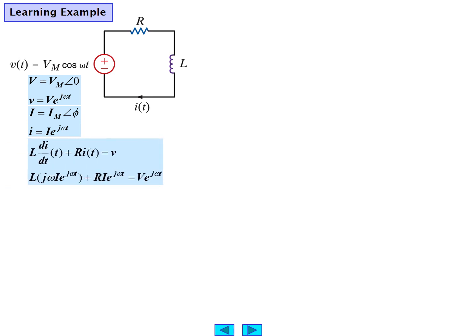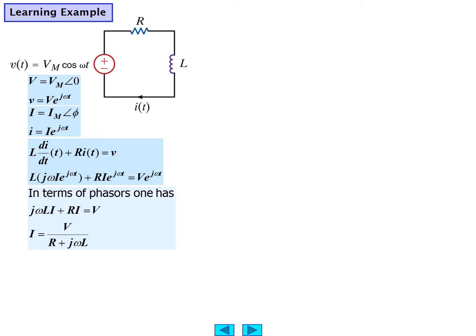L di dt plus R I of t is equal to V. We've done this before. We can write the derivatives, if you will. L quantity j omega I e to the j omega t plus R I e to the j omega t is equal to V e to the j omega t. We have a lot of j omega t's on both sides of that equation.